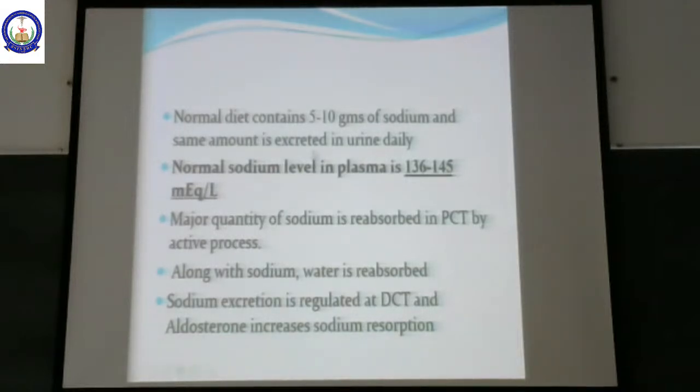And the same amount is excreted. Most of what we take in is excreted. The normal sodium level is 136 to 145 millimoles per liter.